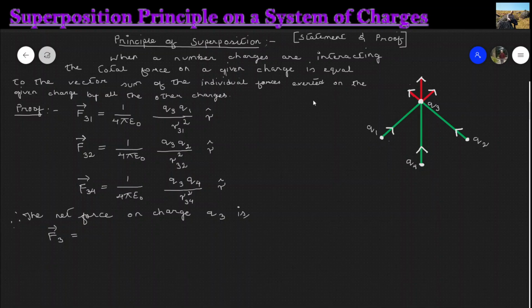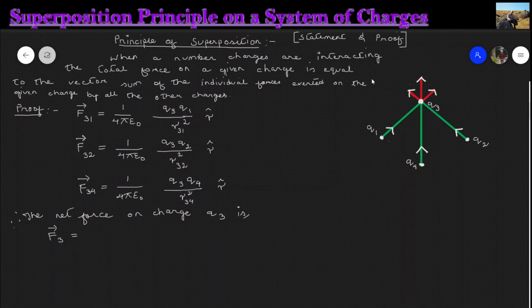Before we move on to the statement of this superposition principle, over here we have a system of four charges, Q1, Q2, Q3 and Q4. Q3 is what is known as the given charge, whereas Q1, Q2 and Q4 are the other charges. Now we will apply Coulomb's law in order to find the total force exerted on Q3 due to the other charges. Let me repeat: the superposition principle helps you find the total force on the given charge Q3 due to the other charges Q1, Q2 and Q4.